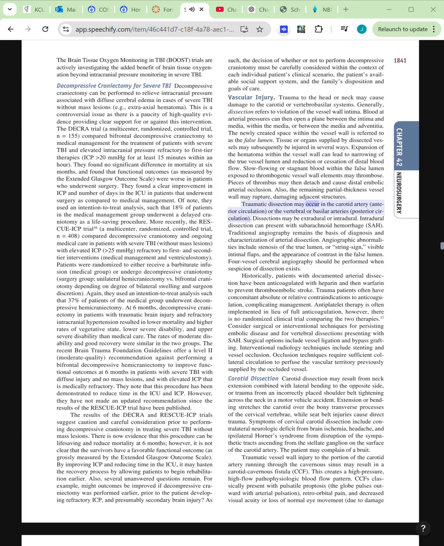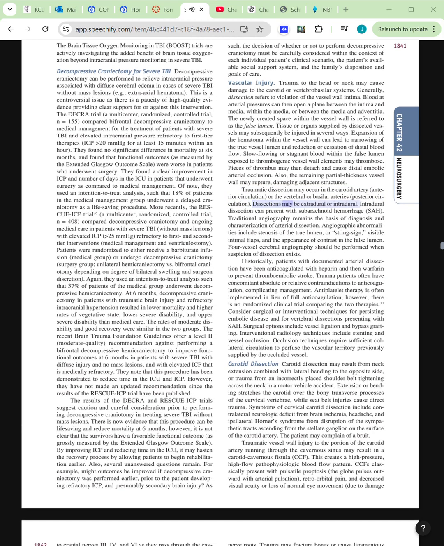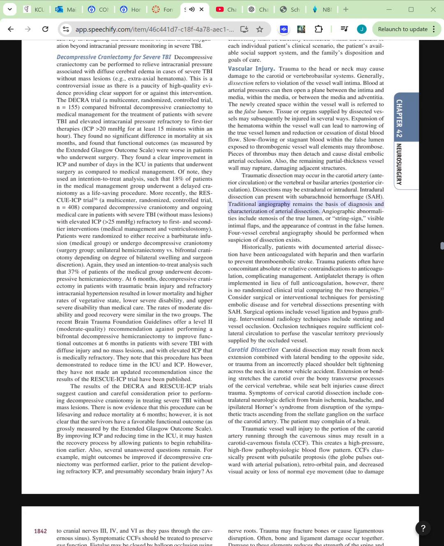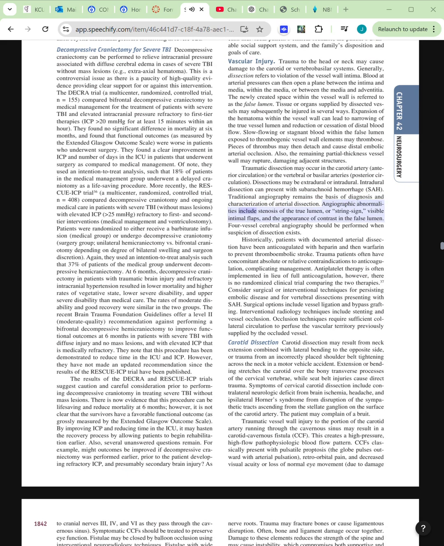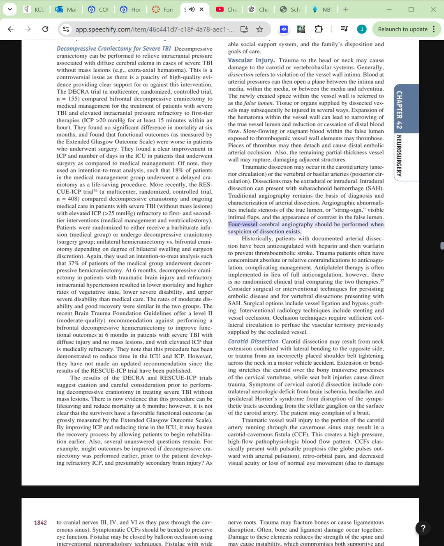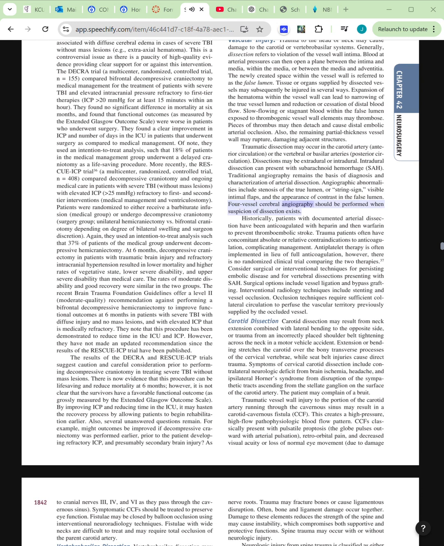Traumatic dissection may occur in the carotid artery (anterior circulation) or the vertebral or basilar arteries (posterior circulation). Dissections may be extradural or intradural. Intradural dissection can present with subarachnoid hemorrhage, SAH. Traditional angiography remains the basis of diagnosis and characterization of arterial dissection. Angiographic abnormalities include stenosis of the true lumen or string sign, visible intimal flaps, and the appearance of contrast in the false lumen. Four-vessel cerebral angiography should be performed when suspicion of dissection exists.